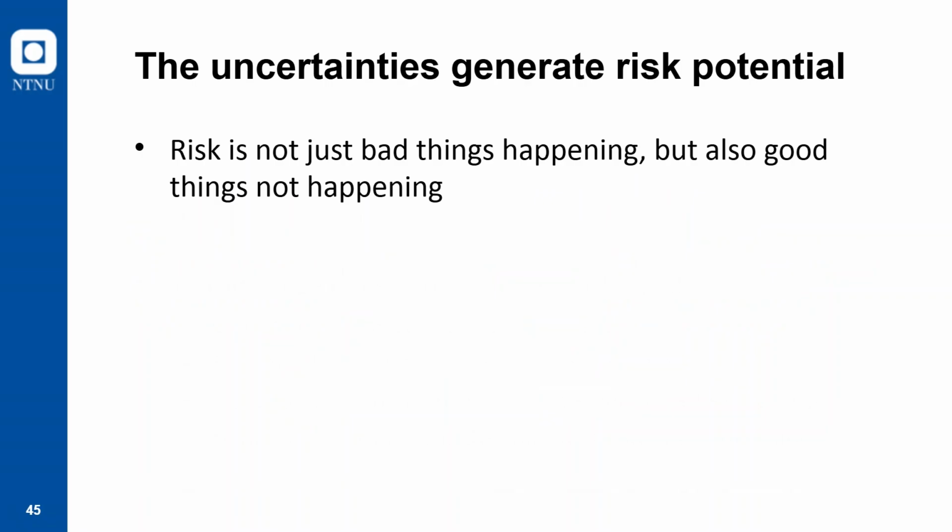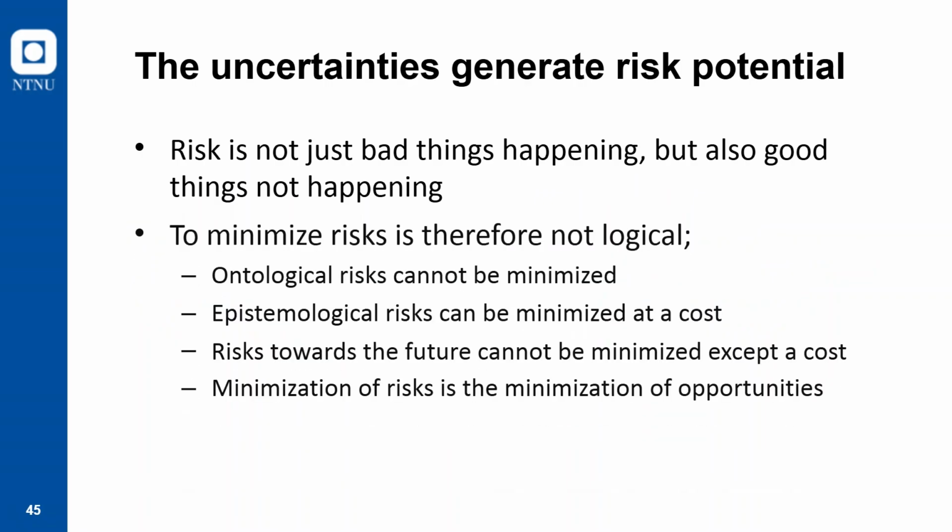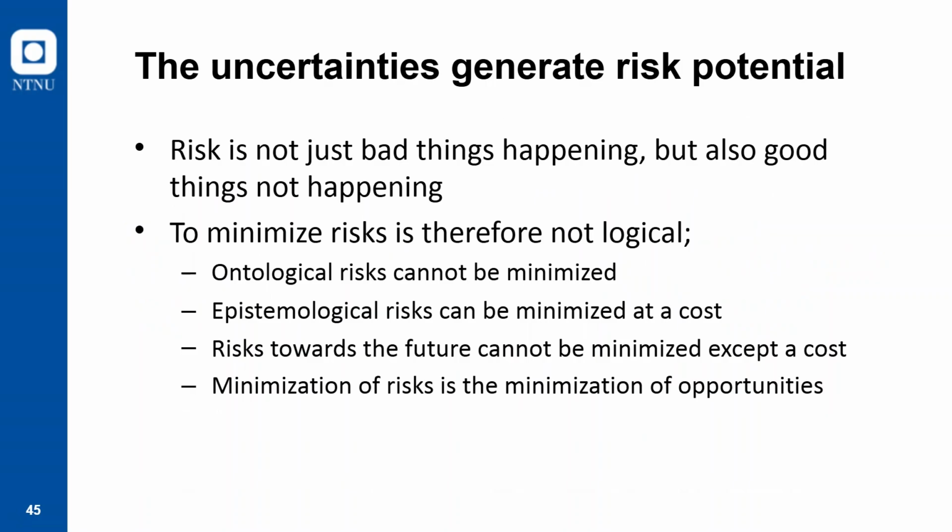Cost management is all about that. Risk is not just bad things happening, but also good things not happening. Therefore, you should not minimize risk. The ontological risks cannot be minimized because they are inherent to the system. You cannot handle them. You can't really understand them, but you can understand the implications of them on your analysis.